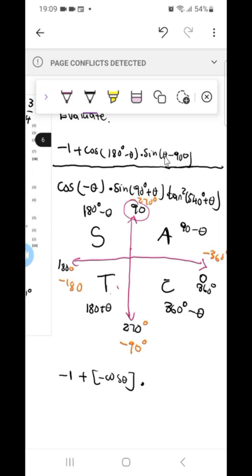Remember that theta is an acute angle between 0 and 90 degrees. So you can just take an acute angle, and let's say we take 45 degrees. So we'll say sine of 45 minus 90 degrees. Let us look inside our brackets: 45 minus 90 gives us negative 45.